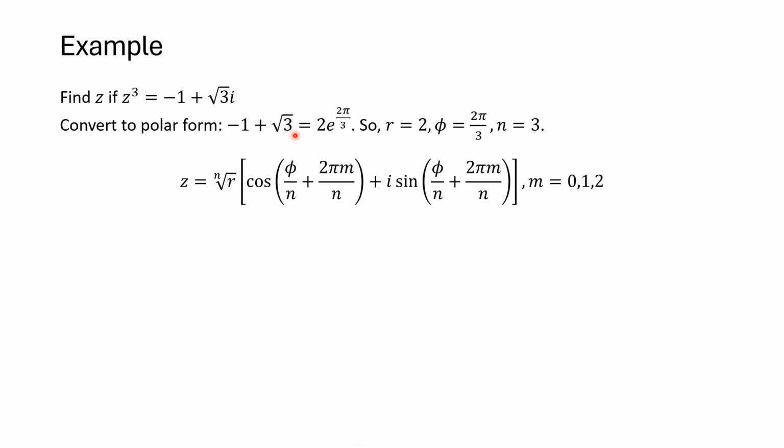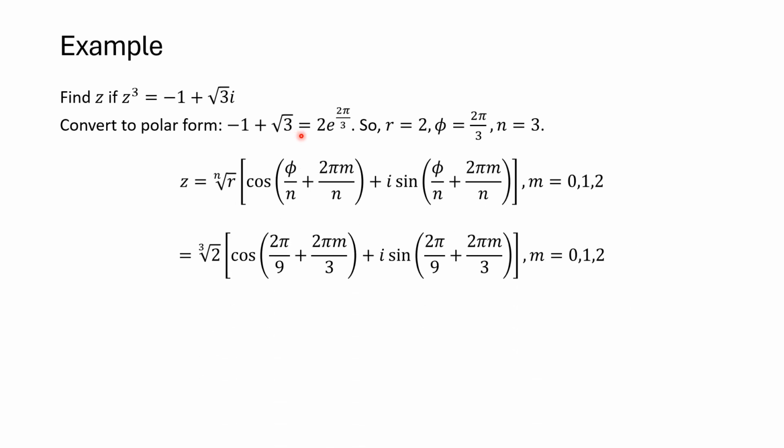We take our general formula and we plug the numbers in. We have the r, in our case here is 2. Put in r equals 2, and then the angle phi is 2 pi over 3. And plug that in here. And then we know that in the case of a third root, there's only 3 different solutions. So we just cut it off here at 2.